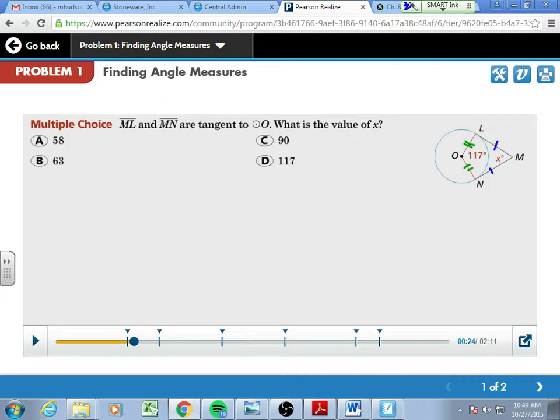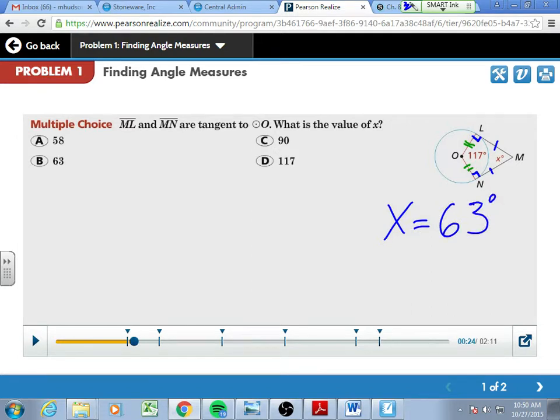We know that since these are tangent lines, angle L is actually a right angle. Angle N is actually a right angle. So I now know three of my four angles. We can solve now. The combined angles inside a quadrilateral is 360. So I add up my 90 and my 117, remove that from 360, and we get 63. Yes, x will be 63 degrees.